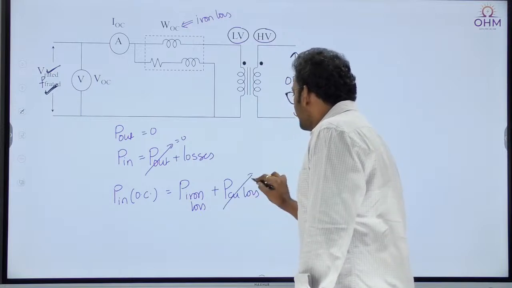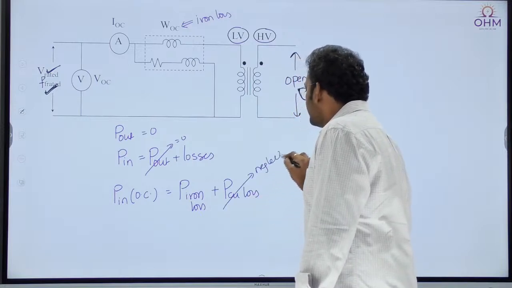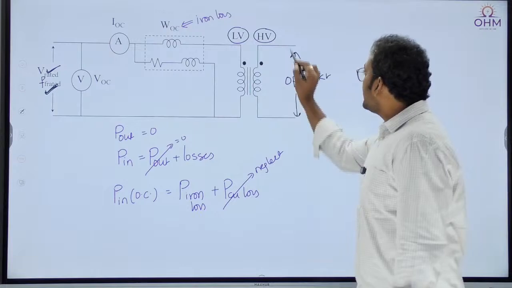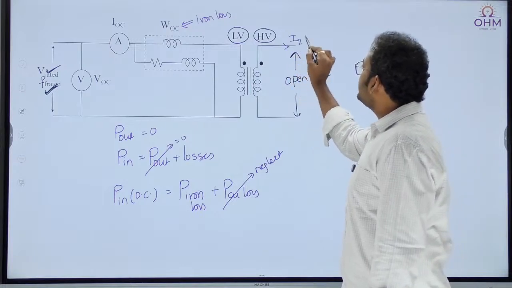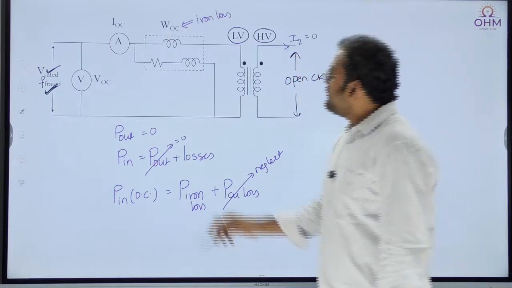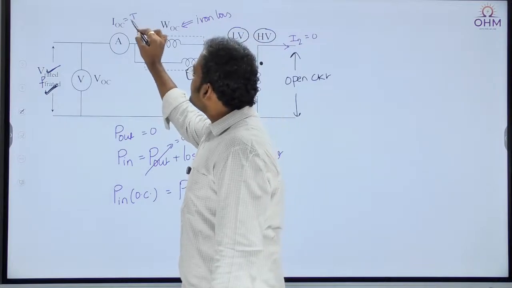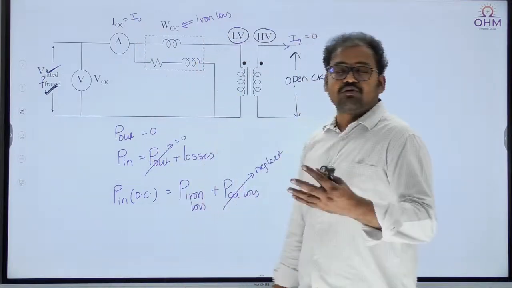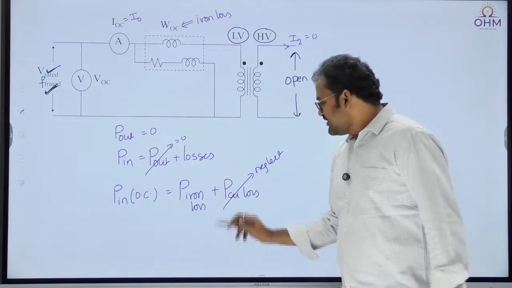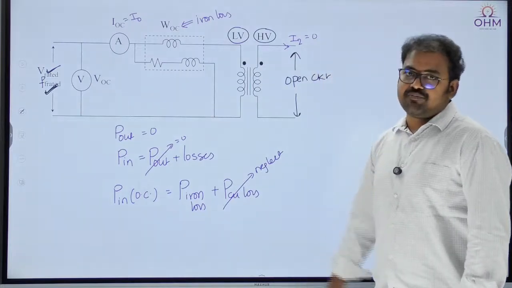We know copper loss is dependent on current or voltage. Current. There is no current on the secondary side. Secondary side current is 0. Primary side there is some current known as no load current. But we know no load current is very, very small. That's why we are neglecting copper loss.